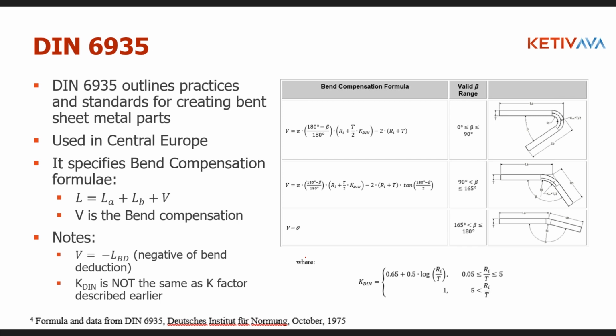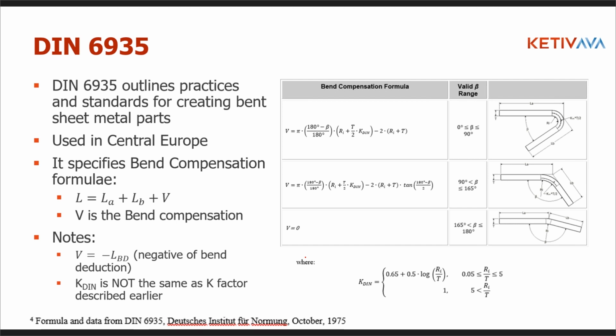But here's an even more sophisticated version of this. DIN 6935. If you've ever had to work with Central Europe, for people who do sheet metal manufacturing, you have to live and breathe by this in many cases. This is a DIN standard that is used for sheet metal parts. I do not remember specifically for what materials it's defined for. I'd have to look that up again, but it's used a lot in Central Europe. And this is something called bend compensation. Bend compensation is actually the negative of bend deduction, just so you know.